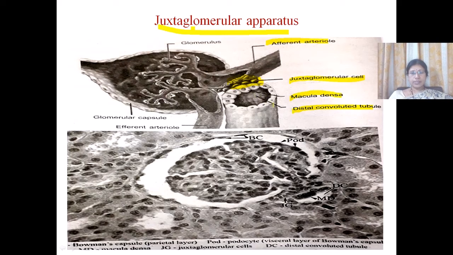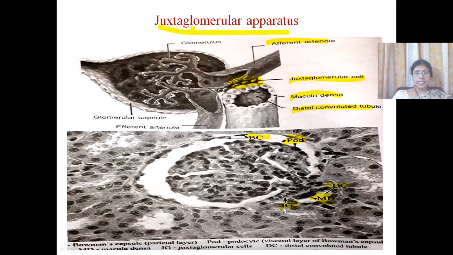Macula densa is a portion of the juxtaglomerular cell where the ascending limb of the loop of Henle attaches with the distal convoluted tubule. So this is the macula densa and this is the distal convoluted tubule. And next is juxtaglomerular cells. They are also called granular cells and they secrete renin. And the third is extraglomerular mesangial cells.